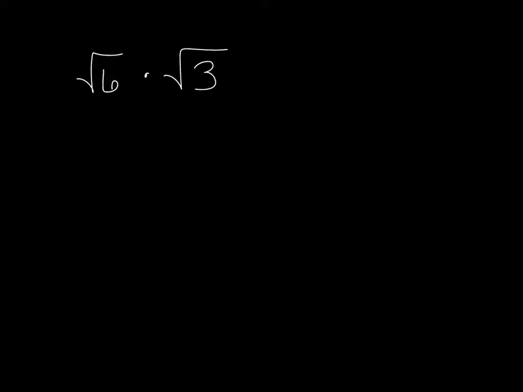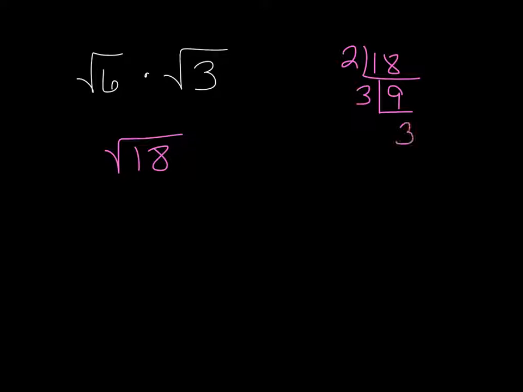In this example, radical 6 and radical 3 cannot be simplified, so we will just go ahead and multiply. Since they're both in the radical, we can do 6 times 3, which is 18. Now, let's see if 18 can be simplified. Factors of 18 are 2 times 9, and then 3 times 3. And that would be 3, and then radical 2.